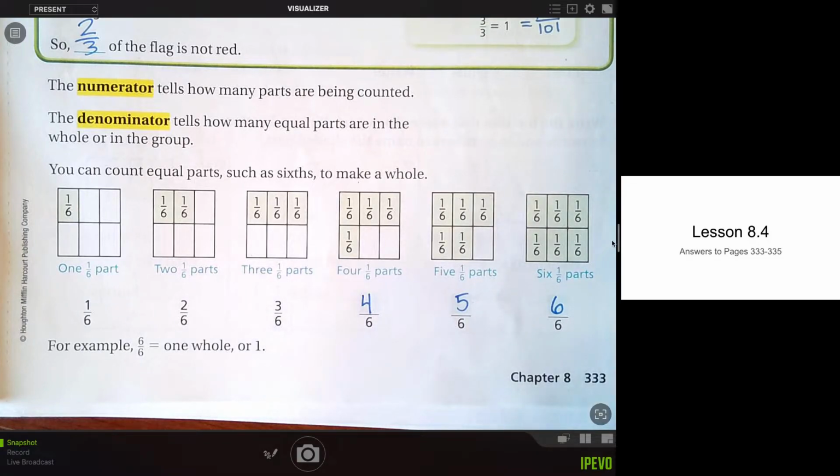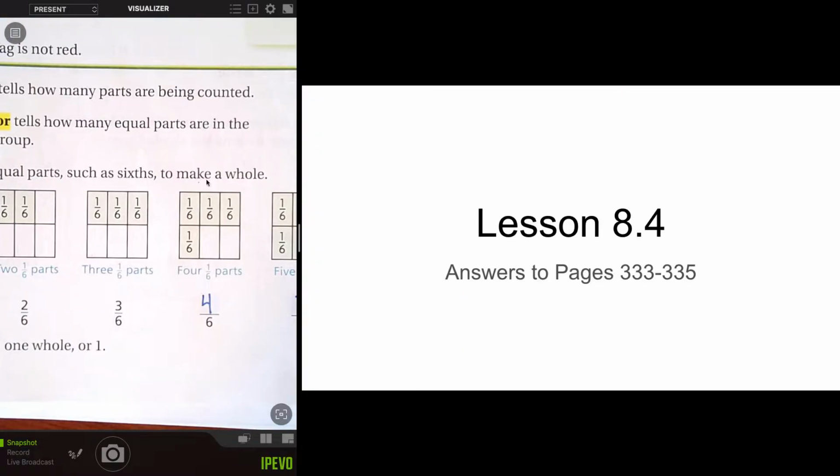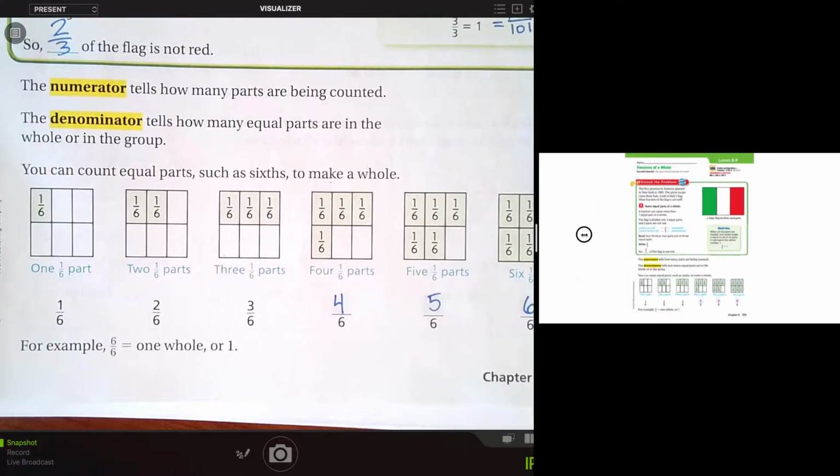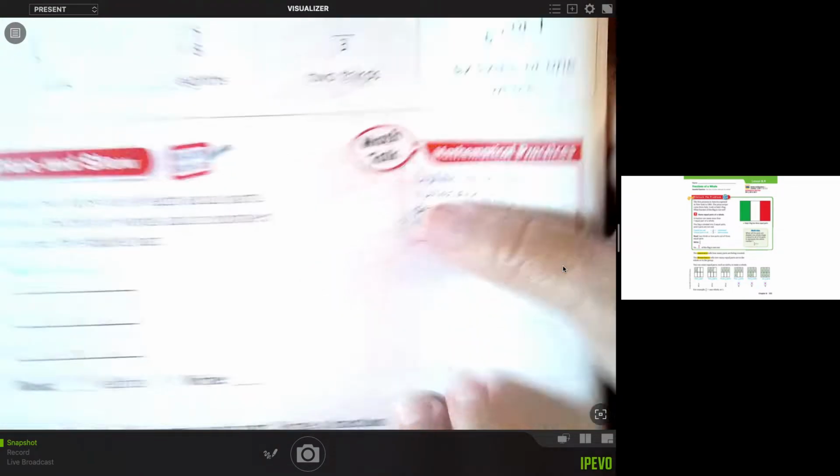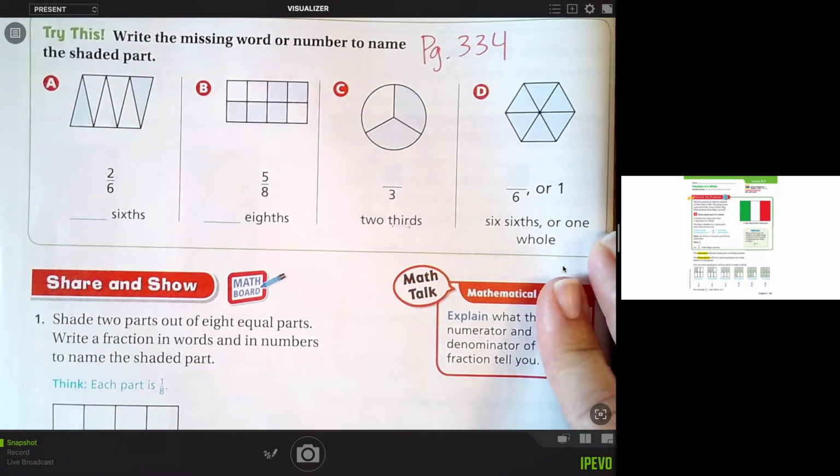Now I am also sharing a slideshow with you that has the answers. So if you get stuck on any of these pages, you can come back and take a look at those answers. And you can pause the video right here and try to zoom in. All right, here we go. We're going to go on to page 334.